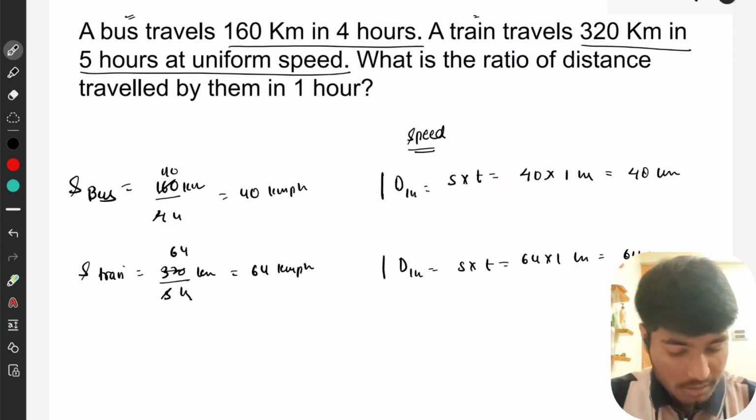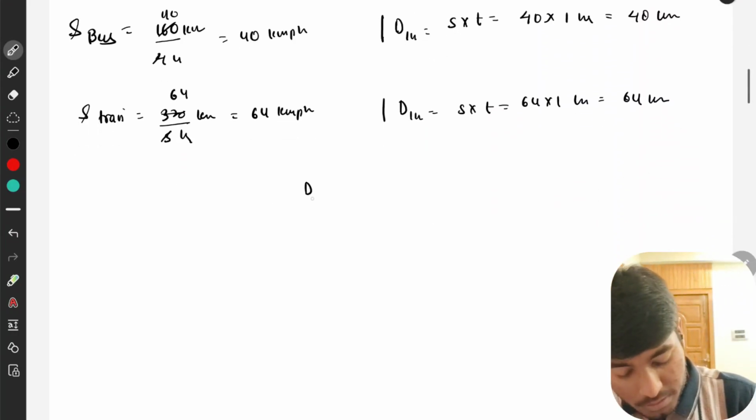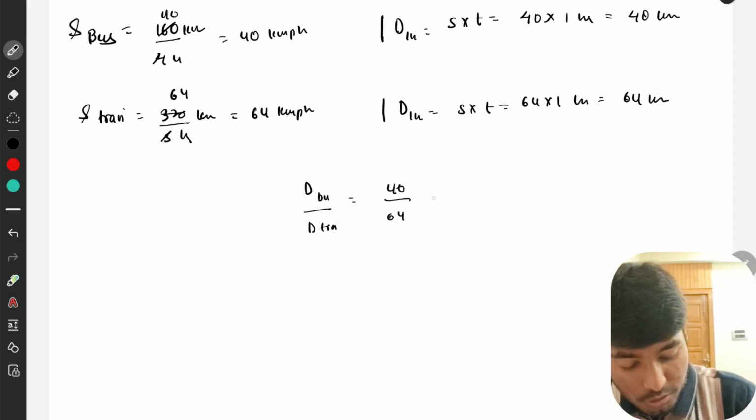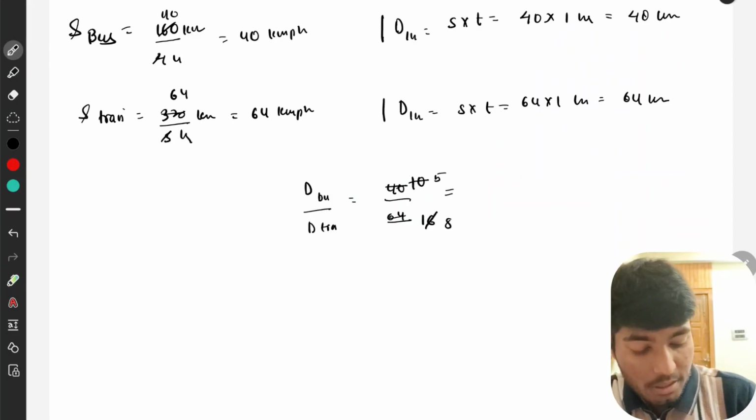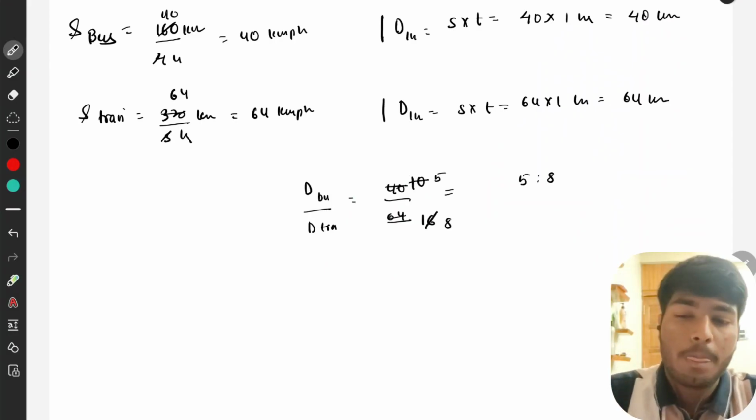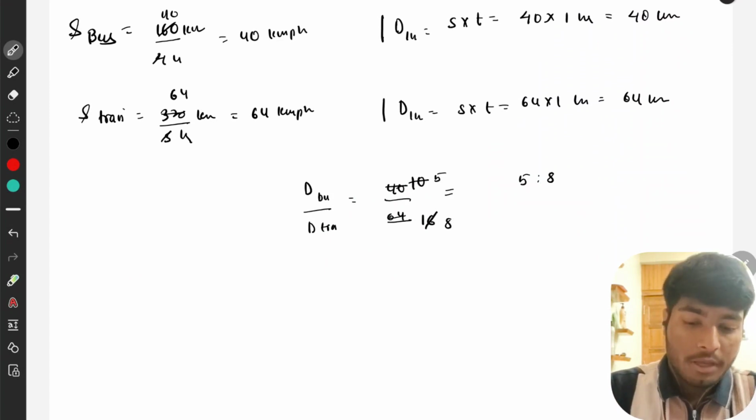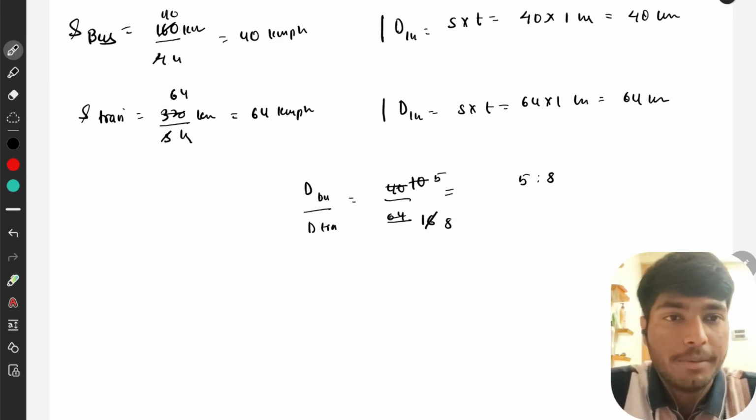Okay. Now what is the ratio of both of them? The ratio of distance of bus to the distance of train is equal to how much? 40 upon 64. I think that is 10 upon 16, that is equal to 5 by 8. So the ratio is 5:8. I hope that's clear. Have you understood how the answer came 5:8?